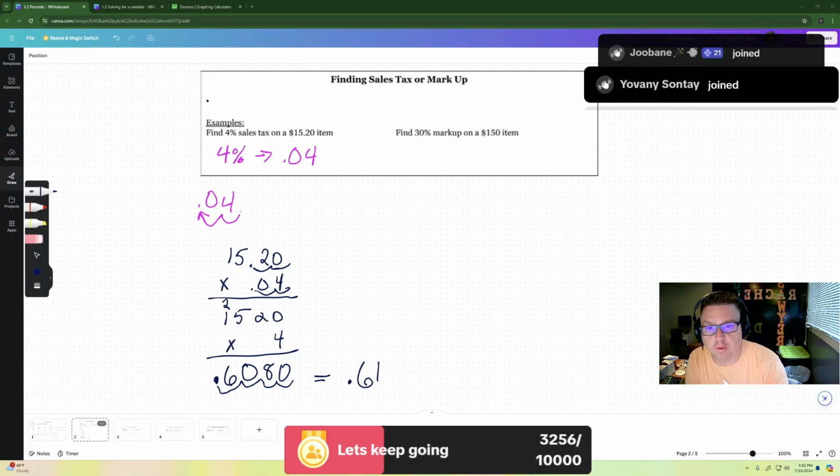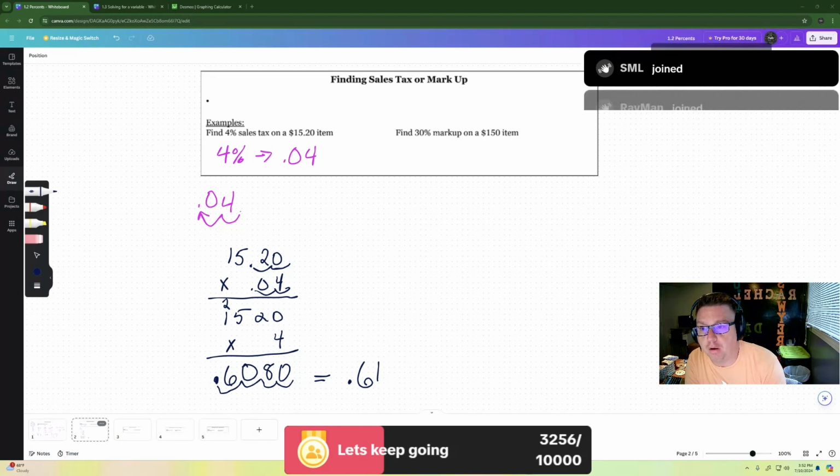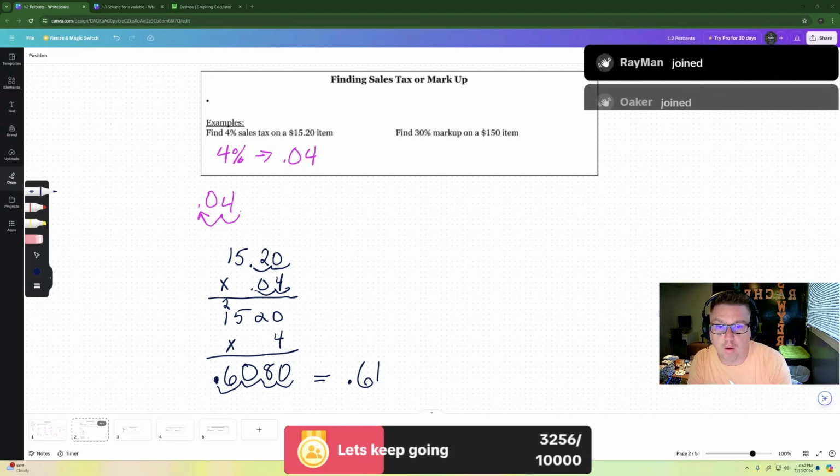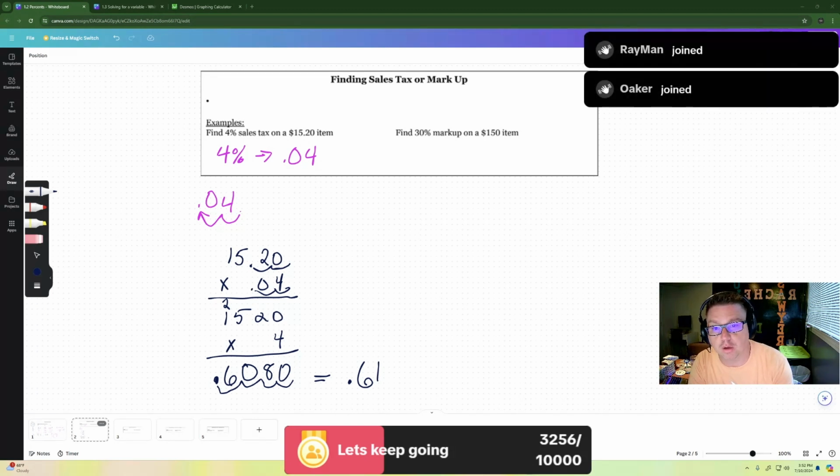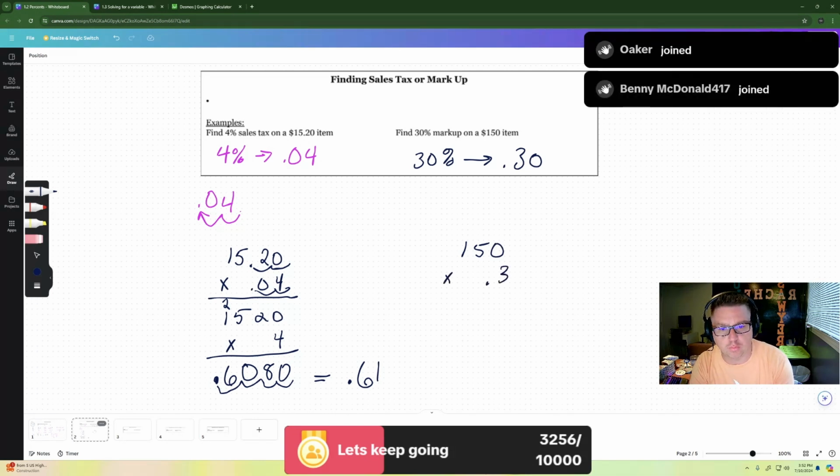So let's go on to this one. There is a 30% markup. All right, so now we're going to take this item and we're going to mark it up by 30%. So let's take our 30%. Let's convert it to a decimal. So we're going to move it 2 spots to the left, so that would be 0.3. And we'll take this $150 item and times it by 0.3.